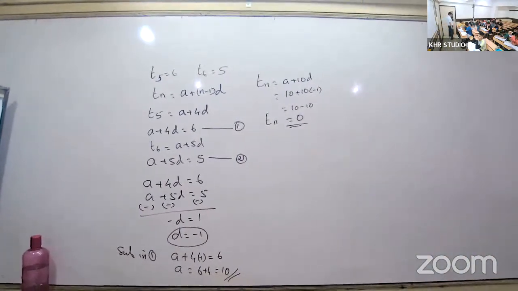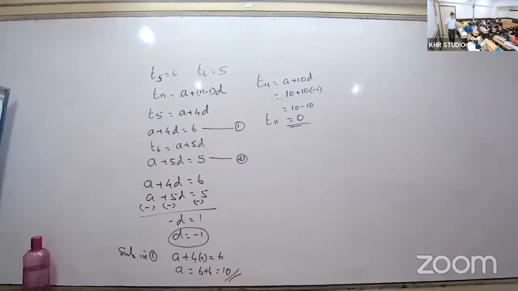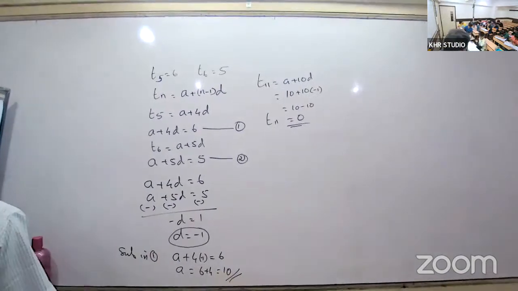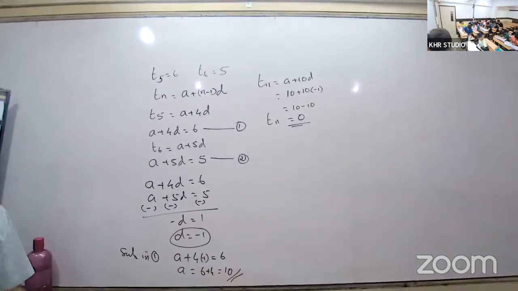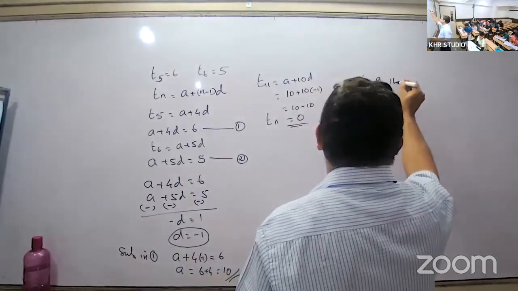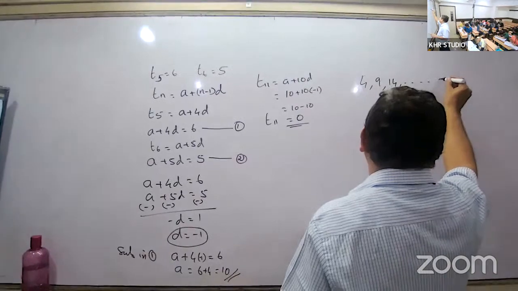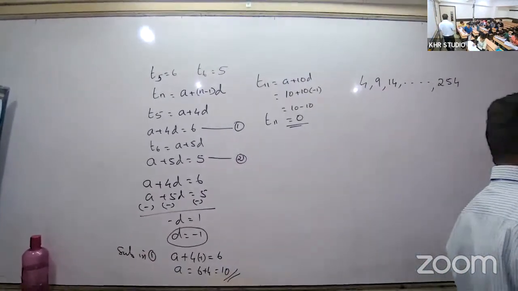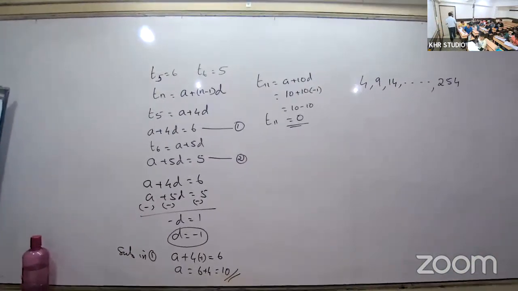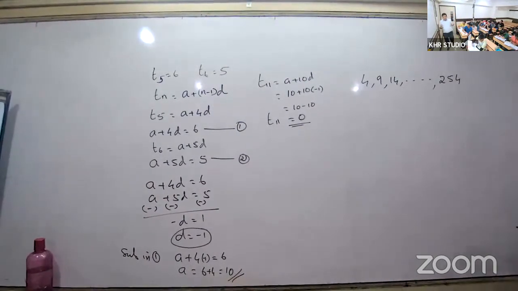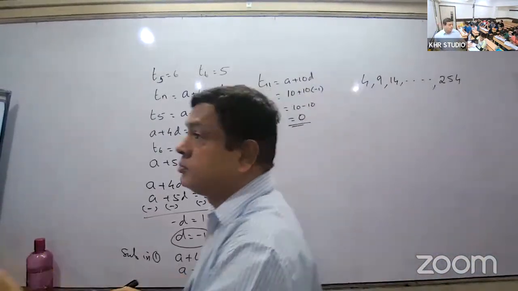Okay, 7th question. Om, read the question. Find the 10th term from the end of the AP 4, 9, 14, etc., 254. So 10th term from the end, not from the beginning. Is it T10 we have to find out? No, sir. We have to find out from the last.